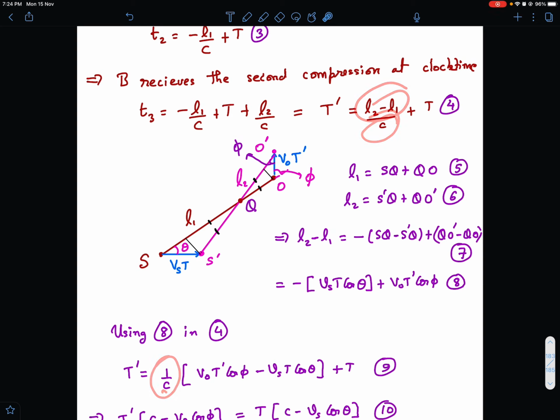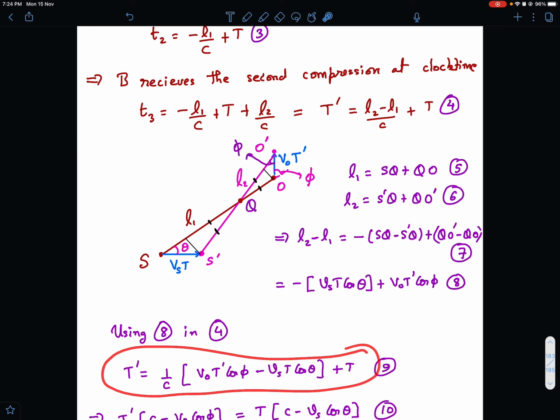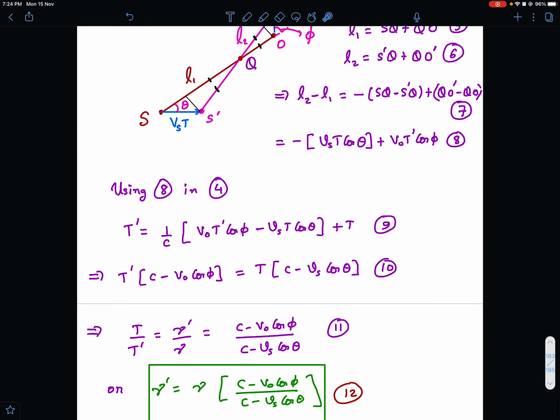So 1 by c comes as it is, and then L2 minus L1 we have written as v naught t prime cos phi minus VST cos theta, and this plus t comes as it is. Okay, this is equation number 9, and now I can just rearrange this to have t prime terms on one side and t terms on the other side.